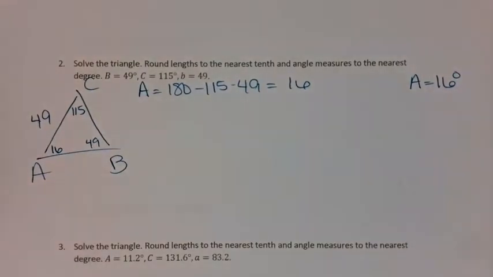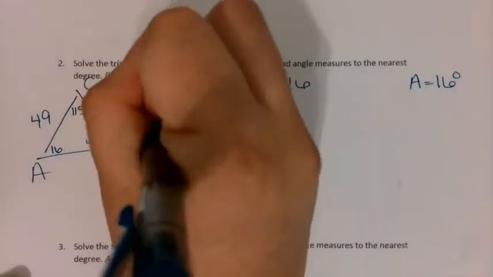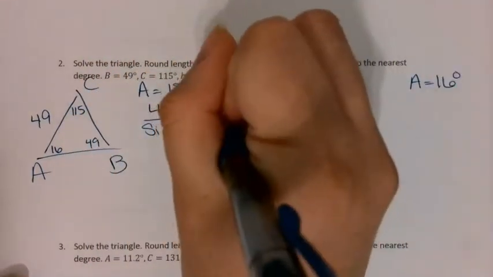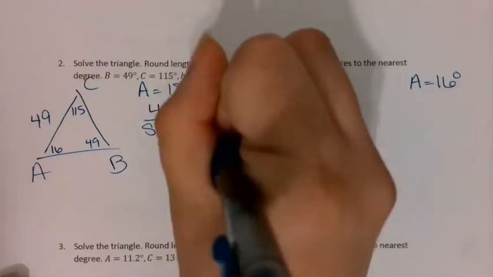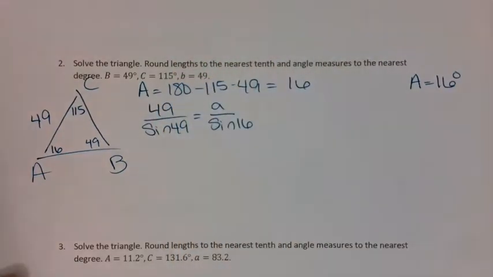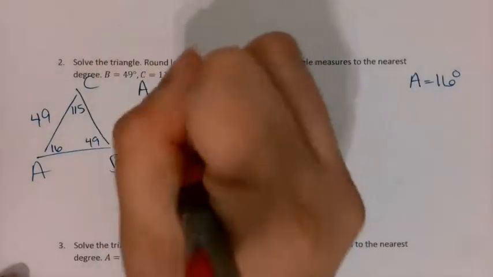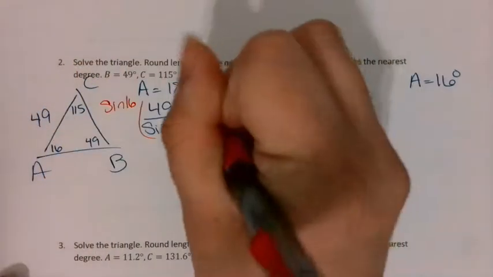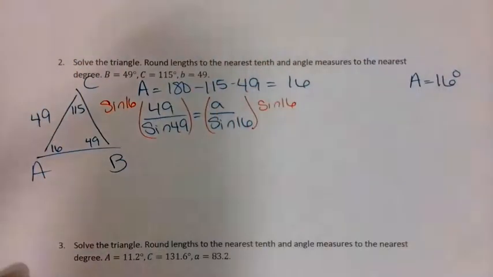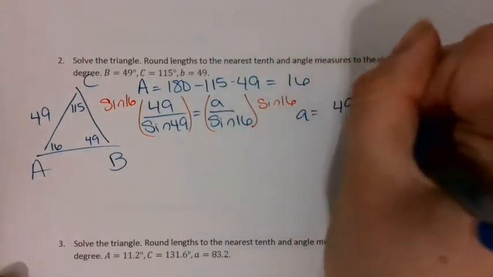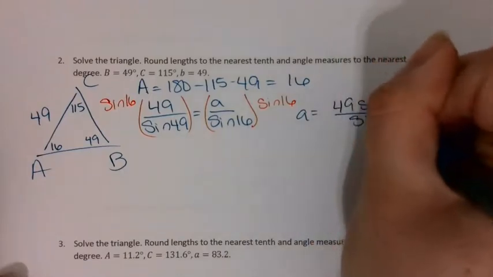So then what I want to do next is solve for my missing side lengths. I have my B angle and my B side, so I'm going to start off with that. I have 49 over sine of 49 equals, I'll do A. I don't know my A side length, but I know my A angle measure. Then, just like before, I want to get rid of the sine 16 on the denominator. And I end up with A equals 49 sine 16 over sine 49.